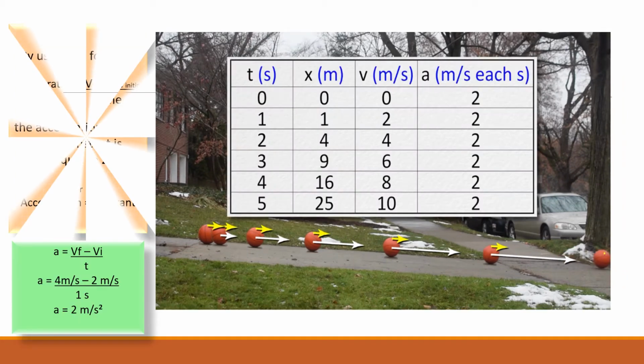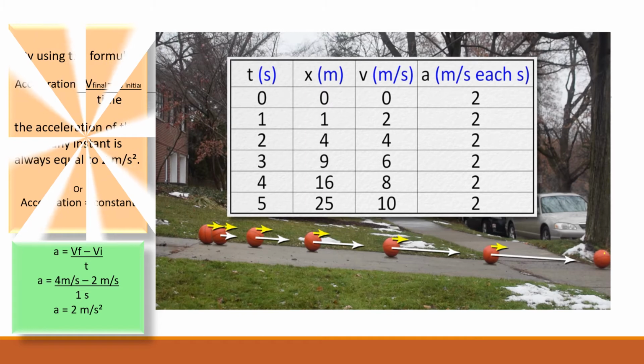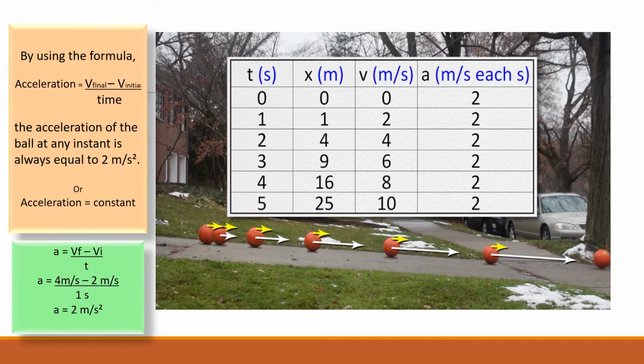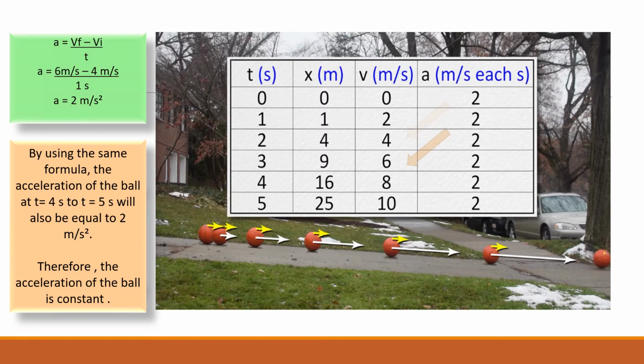Let us calculate the acceleration of the object using the formula a equals final velocity minus initial velocity divided by the time. So, after 2 seconds, the acceleration of the ball is equal to 4 meters per second minus 2 meters per second divided by 1 second, which is equal to 2 meters per second squared. From 2 to 3 seconds, the acceleration of the ball will be equal to 6 meters per second minus 4 meters per second divided by 1 second, and it is also equal to 2 meters per second squared.